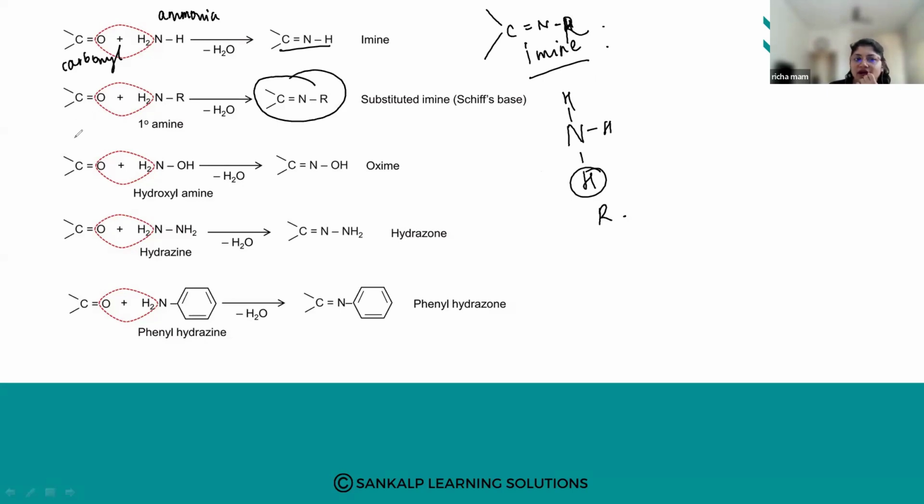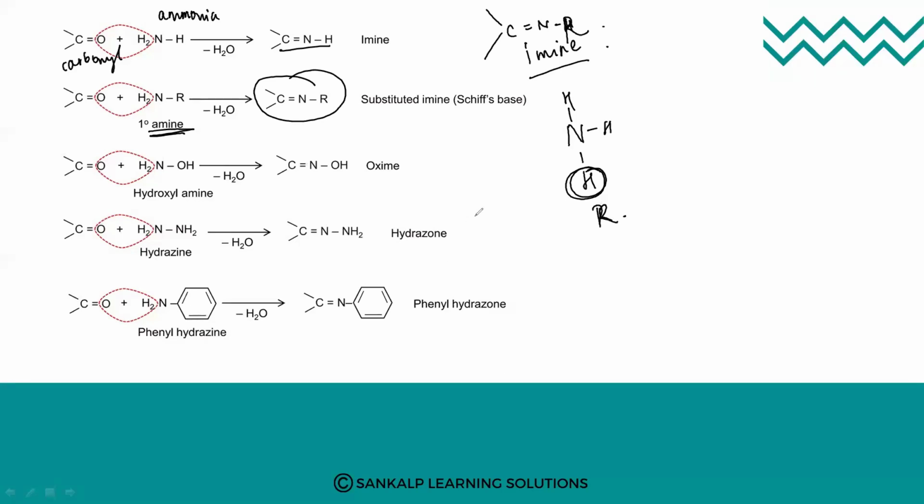So whenever you have a carbonyl group and you react it with a primary amine, how do you get a primary amine? One of the hydrogens is replaced by an alkyl group. Then you get what? You get a substituted imine, and this is called the Schiff's base.